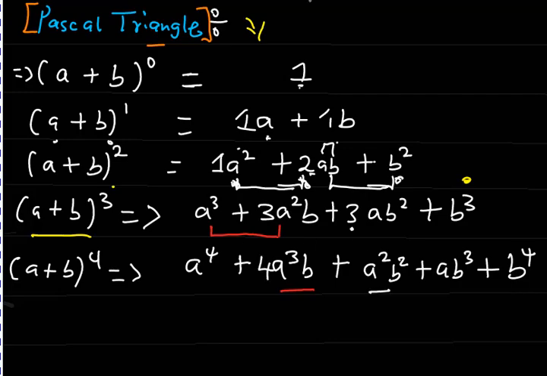The coefficient of this is going to be the sum of these two terms. 3 plus 3, which of course is 6. And the last but not the least, the coefficient of the last middle term is going to be the sum of this coefficient, this and this. That's 3 plus 1, which of course is 4. So you can go on and on.